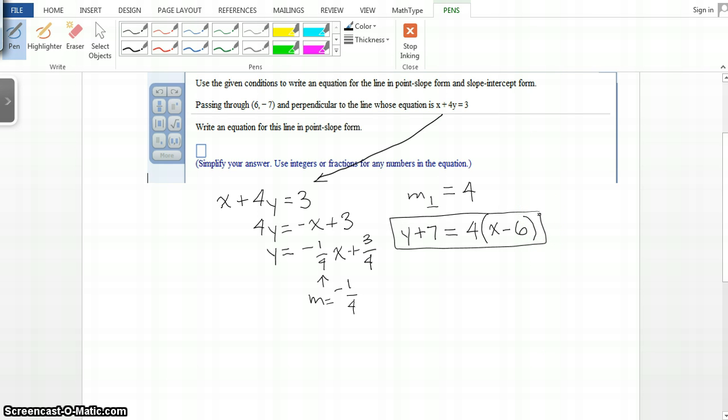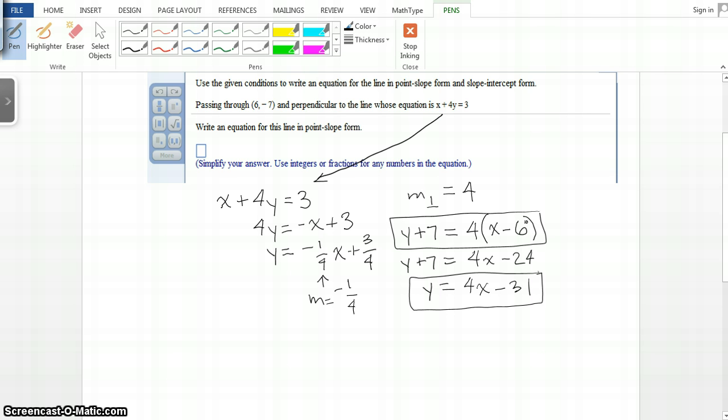And then for that second answer, this is point slope form. So to put it into slope intercept form, you're still trying to solve for y. So let's distribute on the right: 4x - 24. And then all I have to do is move that 7 over. So I'll have y = 4x - 31. This is slope-intercept form, and this first box up here is point slope form.